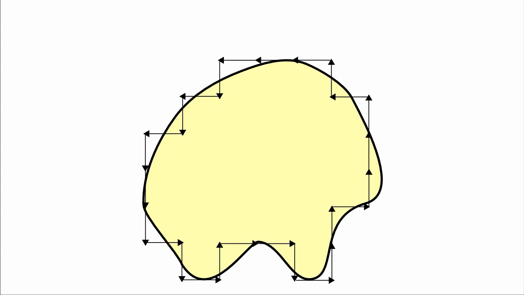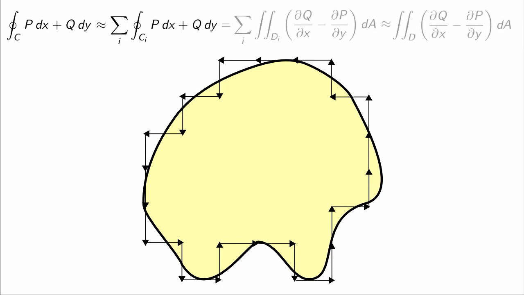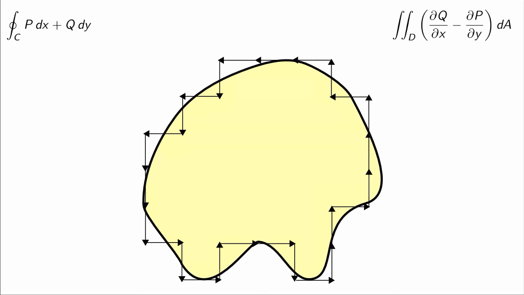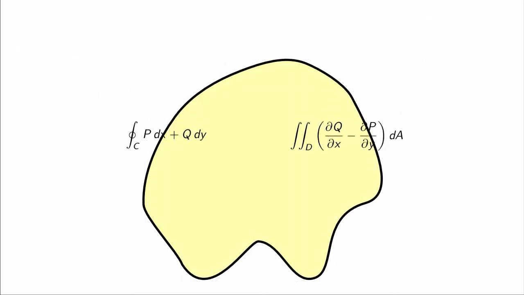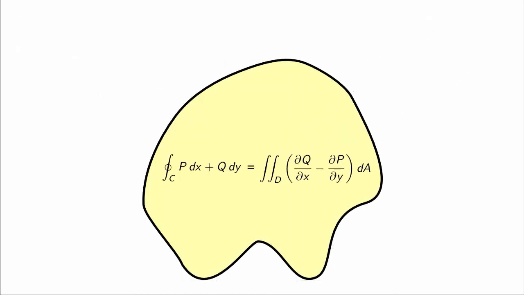So, the line integral around C is approximated by the sum of the integrals around each of the individual rectangles. Again, the interior segments canceled each other out. Applying Green's theorem to each of the line integrals in the summation, we obtain an approximation of the double integral of dq by dx minus dp by dy over the entire domain. We've been playing fast and loose with these approximations, but if we make the mesh rectangles smaller and smaller, the approximations become exact, giving us the general formula for Green's theorem.